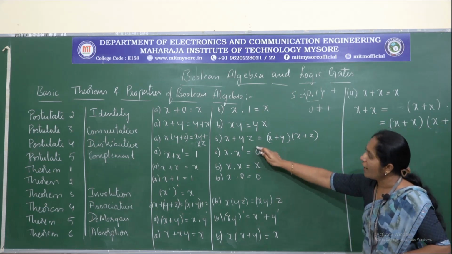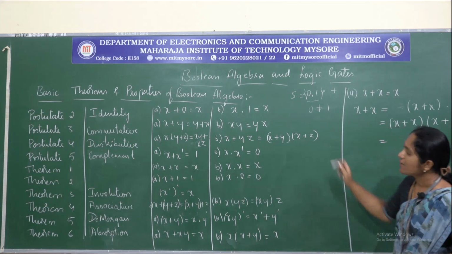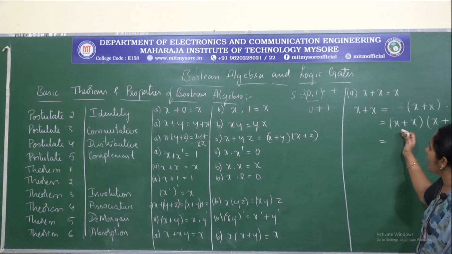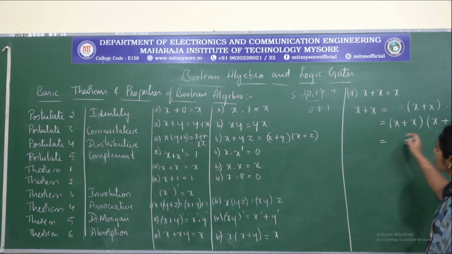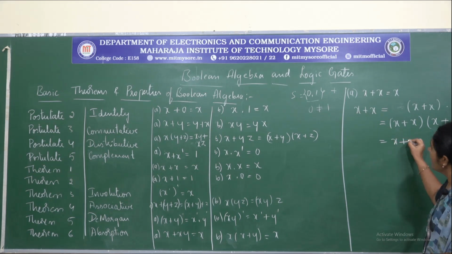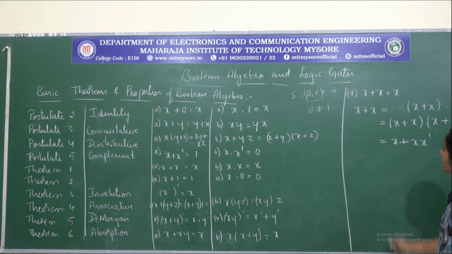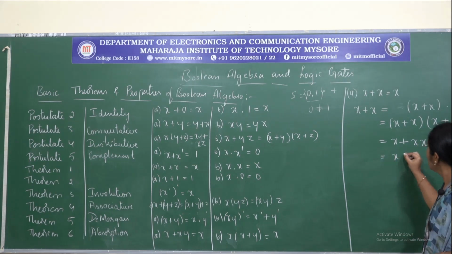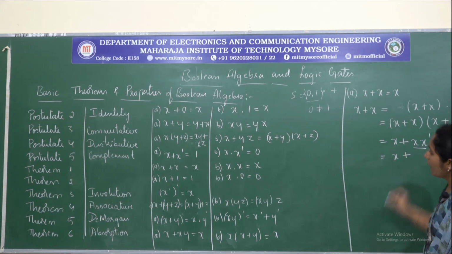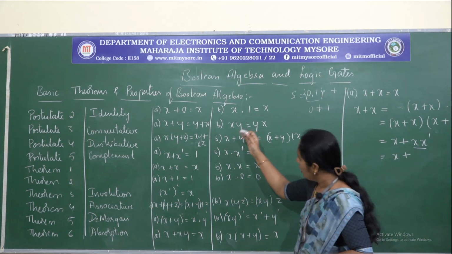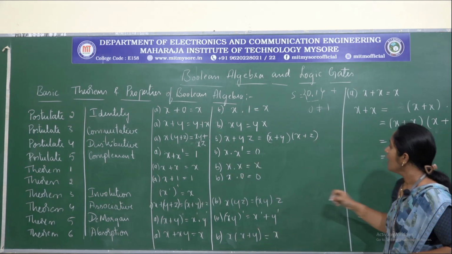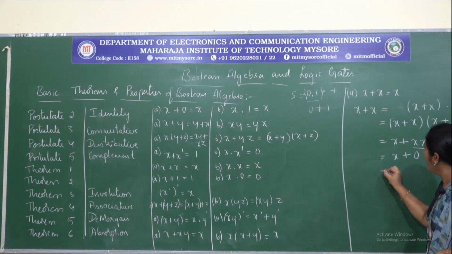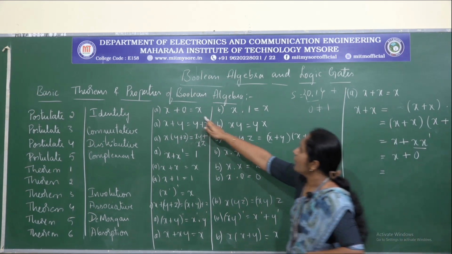If you observe, we have postulate 4b, that is the distributive law. From the distributive law, it is in the expanded form, and we can write the compact form of this. That is x plus, in place of y we have x again, in place of z we have x dash. Therefore, this further can be written as x plus x into x dash. If you look into the table, x into x dash is available here. It is equal to 0, and x plus 0 is nothing but x.